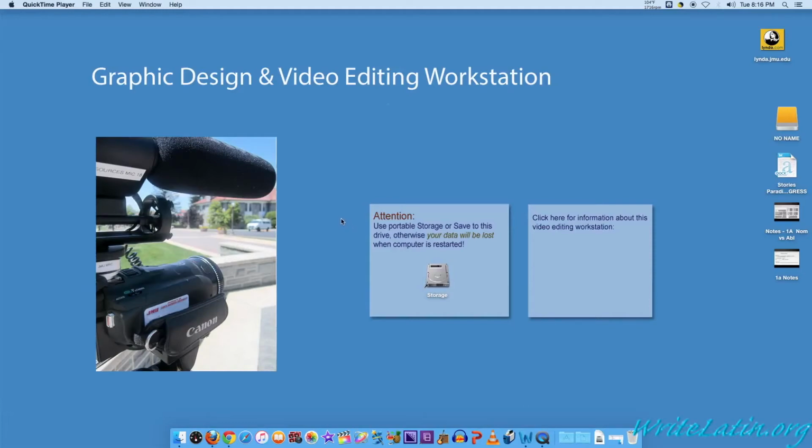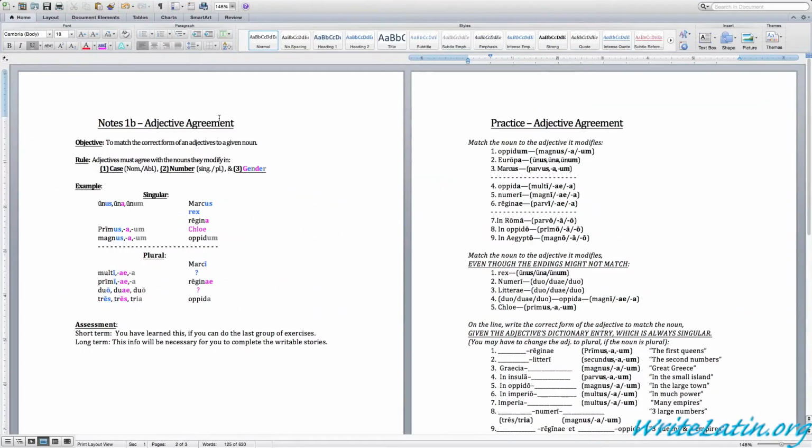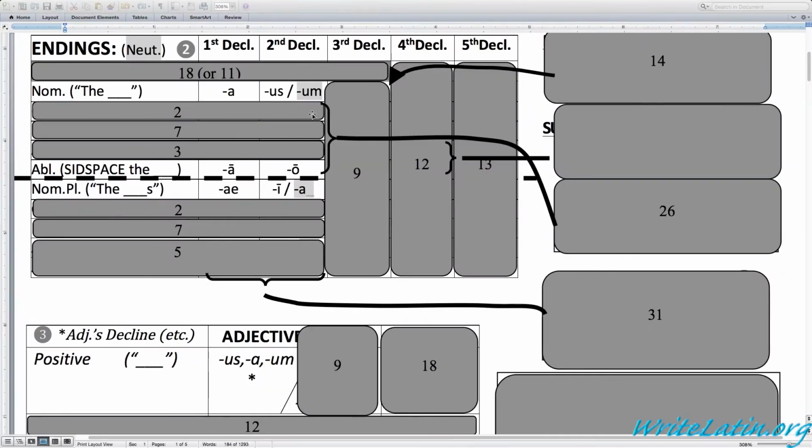Welcome to this second portion of the notes for Chapter 1. In this video, we're going to learn about the topic of adjective agreement. And we will be working from chart number 2, from your grammar charts, using the endings that we learned in the previous notes session. In other words, those endings.